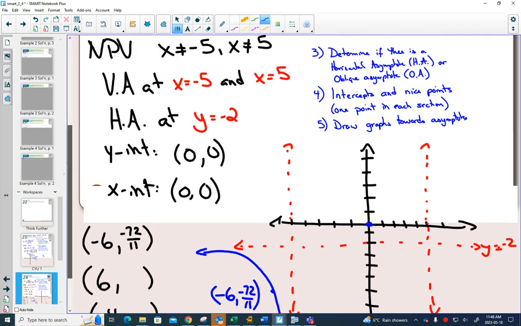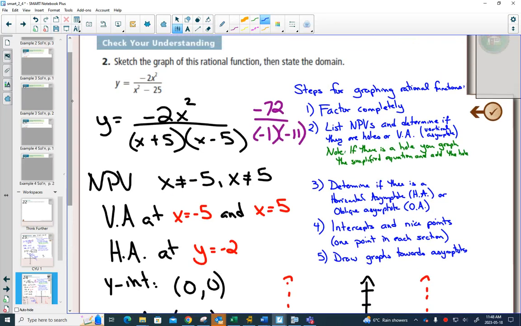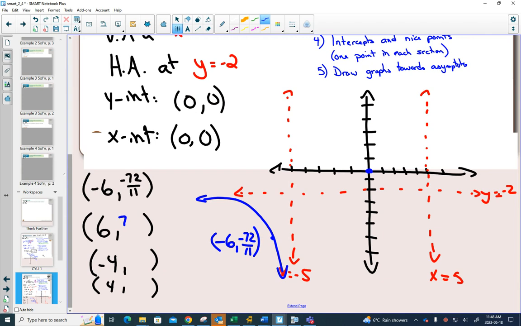Now, we can plug in 6 as well. Also, you can look at the original equation. With the original equation having x squared, can you see that if I did negative 6 squared, or if I did 6 squared, it's going to come out to the same thing? And so for that reason, I know that this one is also going to be negative 72 over 11, and I can graph that point at 6 comma negative 72 over 11, and draw that section.